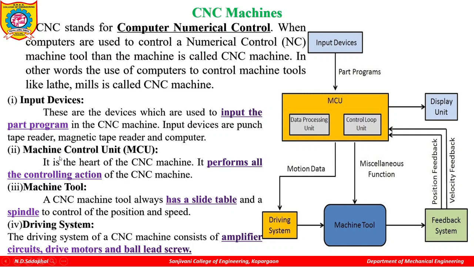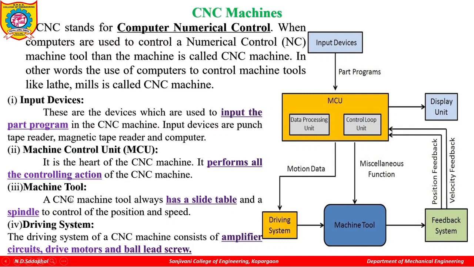Then the second very important part, the machine control unit. It is also called MCU. Two units are there in the MCU: one is the data processing unit and the other is the control loop unit. Now this MCU is generally the heart of the CNC machine, which performs all the controlling action. Whatever actions are performed in the CNC machine are controlled with the help of the MCU. So it is called the heart of the CNC machine.